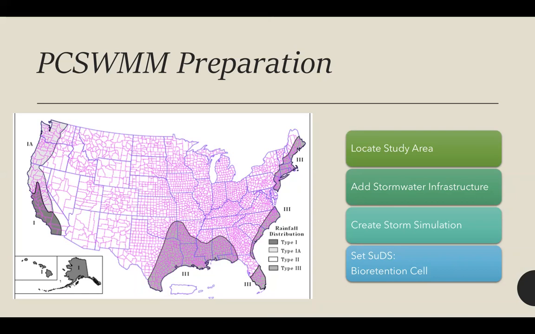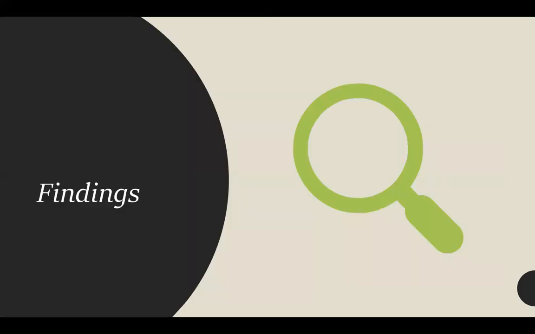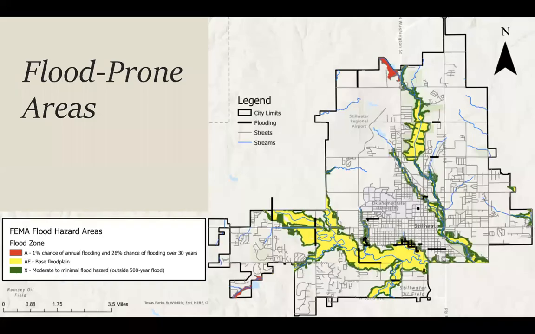For the storm simulation, that was created using an SCS type 2 storm on a 24-hour time interval. And I ran 1, 2, 3, 4, 5-inch rainfall volumes on both pre and post SUDS implementation. And those storms were selected based off of the average rainfall experienced in Stillwater, as well as the maximum amount of rainfall experienced. So my findings were separated into 3 sections, which was the flood prone areas, the suitable areas for SUDS, and then the PC SWMM simulation.